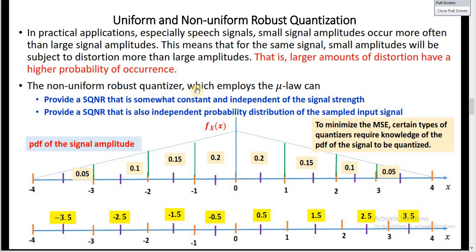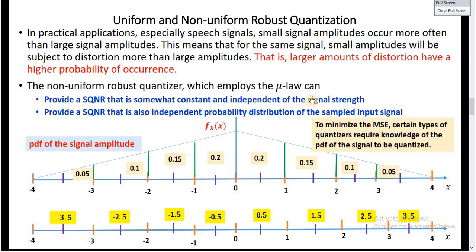The non-uniform robust quantizer, which employs the mu law, can provide a signal to quantization noise ratio that is somewhat constant and independent of the signal strength, and independent of the probability distribution of the sampled signal. That is, we can remedy this situation where smaller amplitudes will suffer a higher amount of distortion by employing a non-uniform type of quantization.